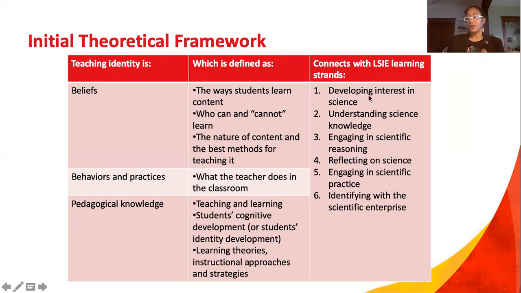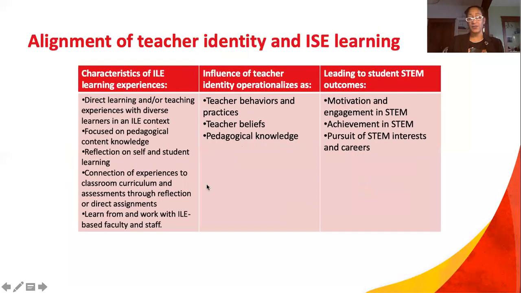And they developed six strands for science teaching and learning. And what I did was align those with those strands. I'll have that reference if people want to go and see exactly what those strands are and the description of those strands. So I aligned teacher identity and ISE and ILE. It's the same thing: informal science education, informal learning environment.